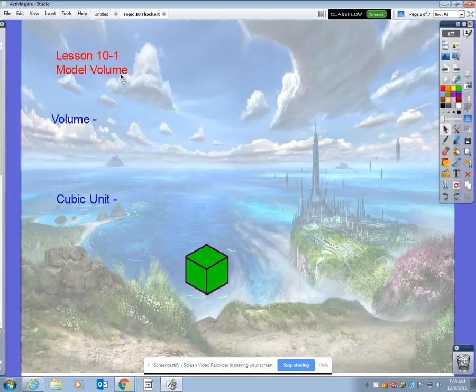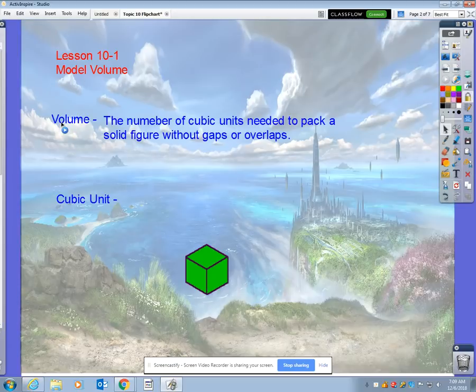Lesson 10-1, modeling volume. We have two vocabulary words we're going to be using today and throughout this topic, actually. The first is volume. In order for us to understand what modeling volume is, we need to come up with a vocabulary definition for volume. Volume is the number of cubic units needed to pack a solid figure without gaps and overlaps. So we're looking essentially for how much stuff can fit in something. That could be a liquid, it could be solids. Think of packing peanuts going inside boxes, those types of things, for us to figure out volume.